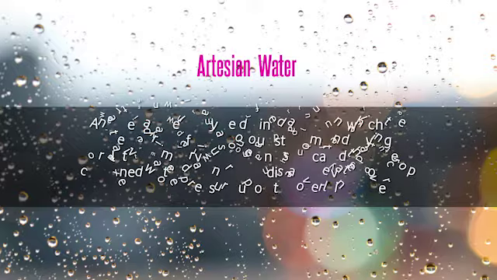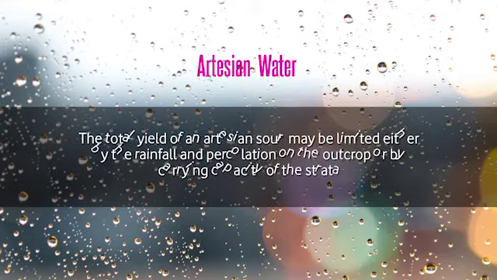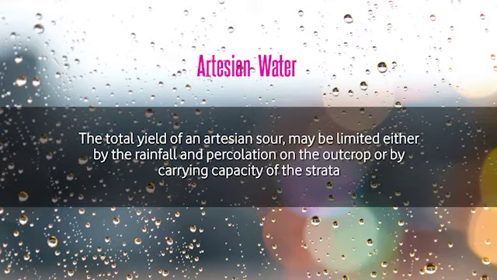Artesian water. An artesian well may be defined as one in which the water is drawn from a porous stratum underlying a relatively impervious one and so located that the contained water drawn from a distant elevated outcrop exerts more pressure upon the overlying cover. The total yield of an artesian well may be limited either by the rainfall and percolation on the outcrop or by the carrying capacity of the stratum.